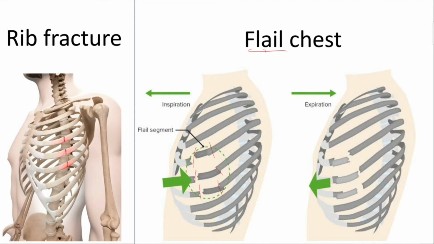The flail segments of the ribs are sucked in during inspiration and pushed out during expiration, leading to a clinical condition called paradoxical respiration. So here you can see it's sucked in, and here in expiration it is pushed out, and this is paradoxical respiration.